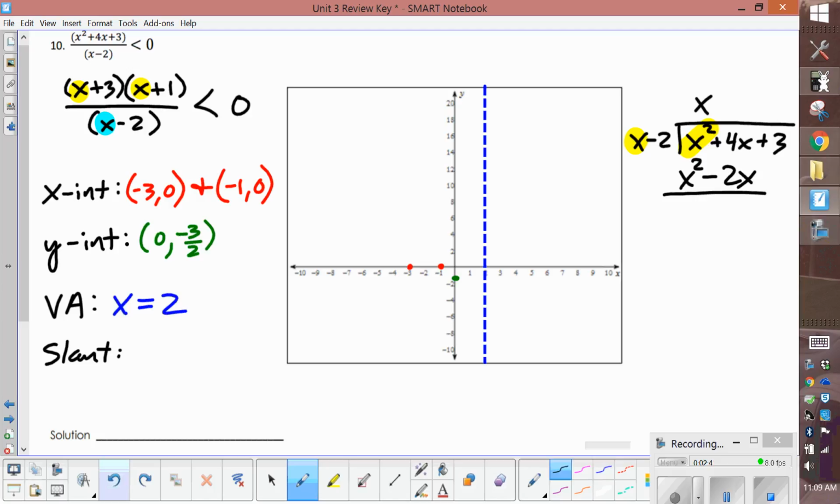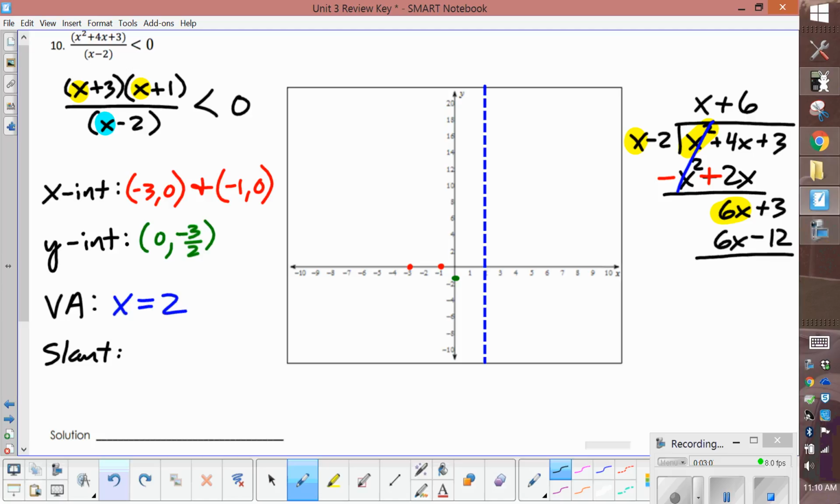I put a line underneath it. And this is a very important step. I have to subtract this entire row. So change your signs. This would go away. I would get 6x plus 3. And again, what do I need to multiply that x by so it turns into 6x? And the answer is plus 6. I would get 6x minus 12.